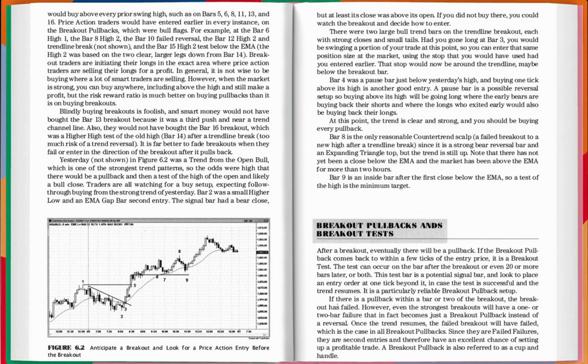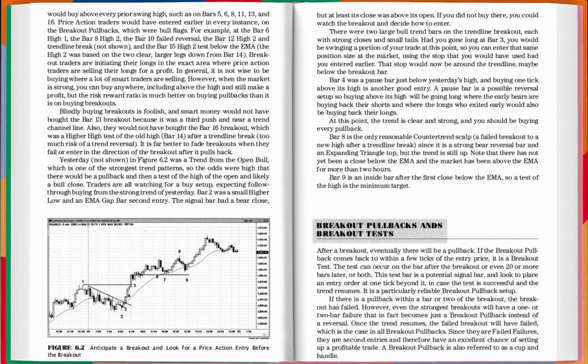Bar 9 is an inside bar after the first close below the EMA, so a test of the high is the minimum target. Breakout pullbacks and breakout tests. After a breakout, eventually there will be a pullback. If the breakout pullback comes back to within a few ticks of the entry price, it is a breakout test. The test can occur on the bar after the breakout or even 20 or more bars later, or both.